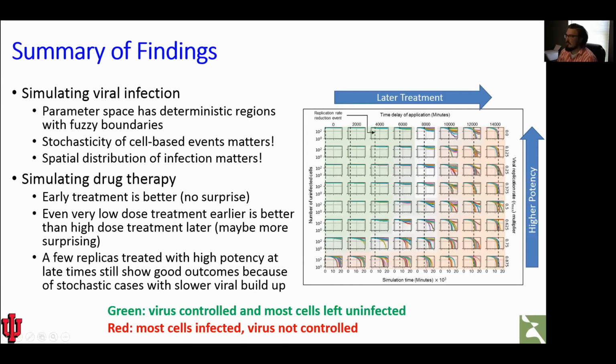And what we found from that in more parameter sweeps was that early treatment is better, which is no surprise. You can see this in the figure to the right. This is set up the same way. So each of these plots shows 10 simulation replicas of a particular parameter set.